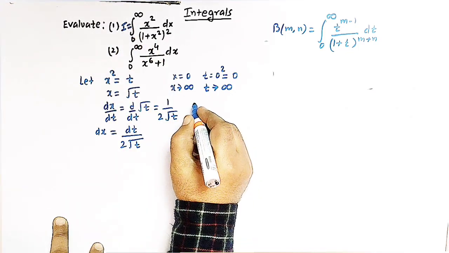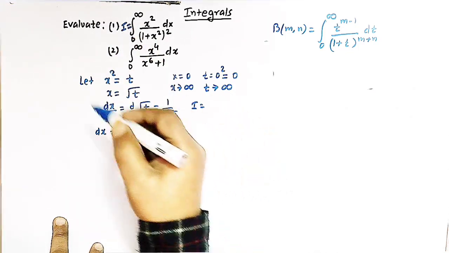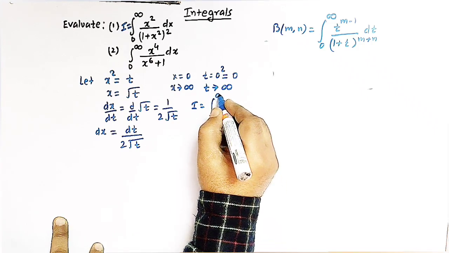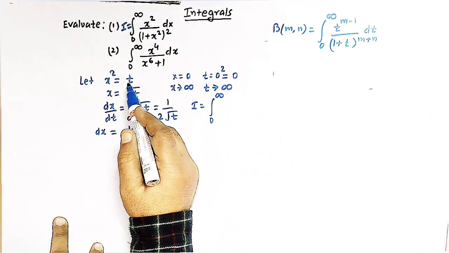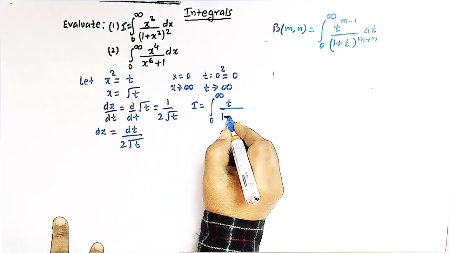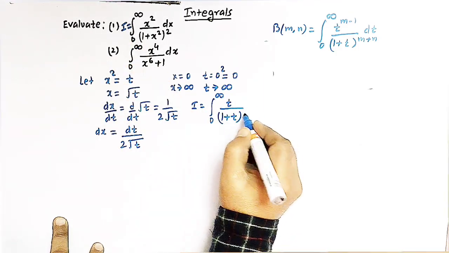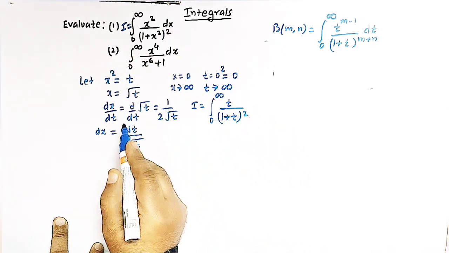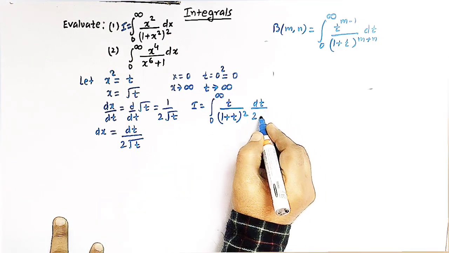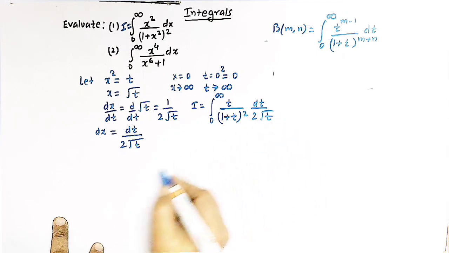So now this integral I can be written in terms of t. So we have 0 to infinity, and x square can be replaced by t, and then we have 1 plus t raised to 2, and for dx we can write dt divided by, here we have 2 times the square root of t.